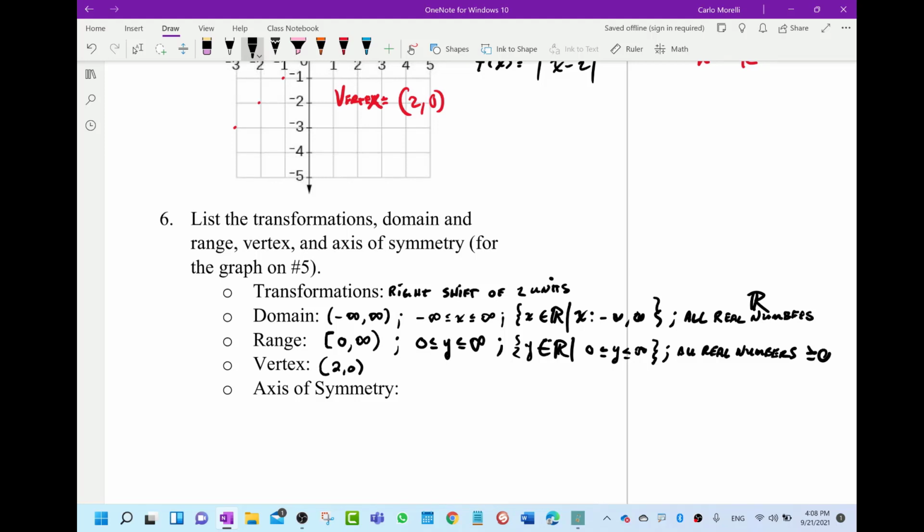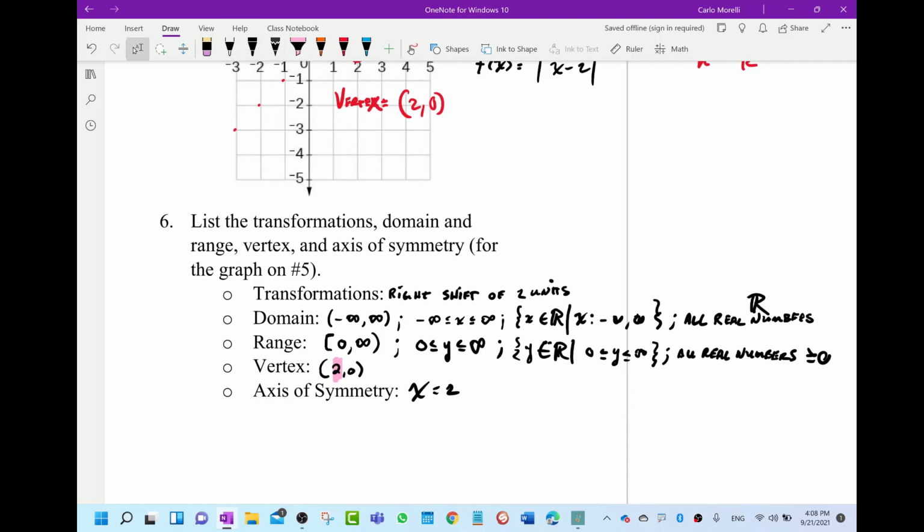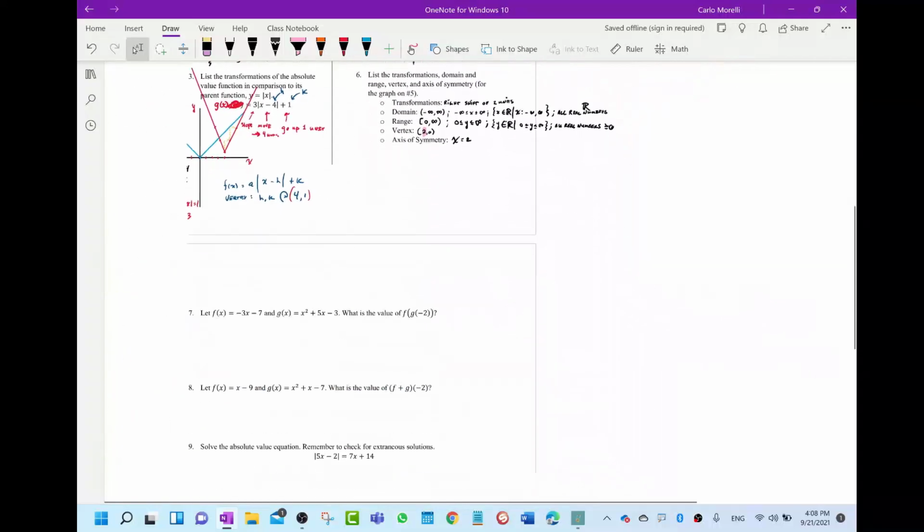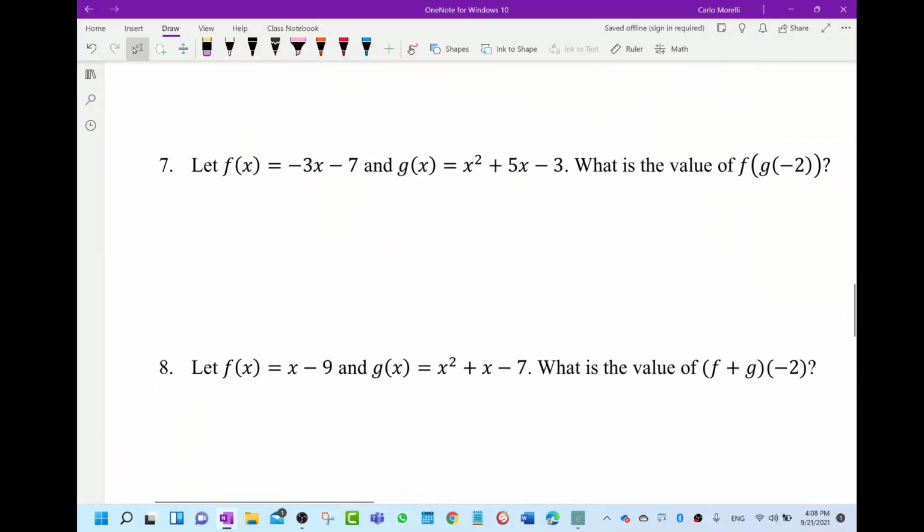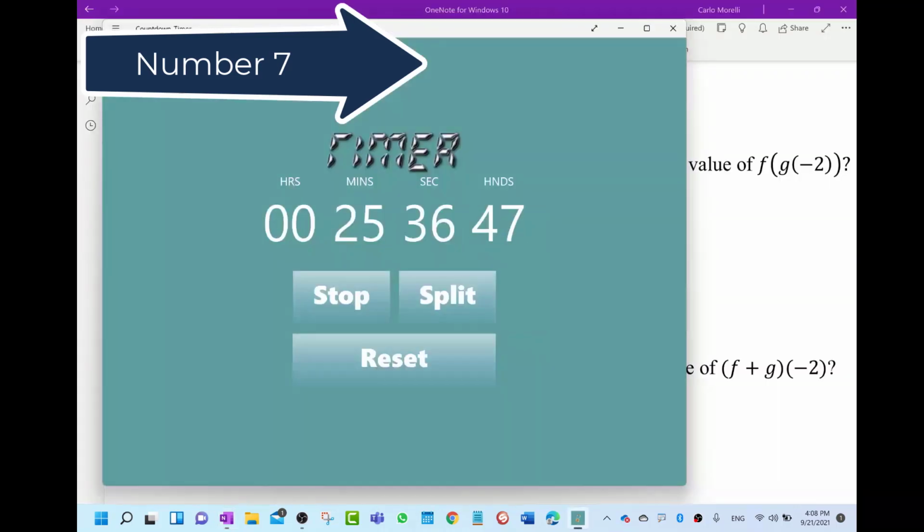The axis of symmetry is always easy. Whatever this number is, you just write x equals that. Okay? So x equals 2. We are done with number 6. Okay, I'm taking the test like a student. Okay, here we go. Oh boy, let's see where we are on the time.